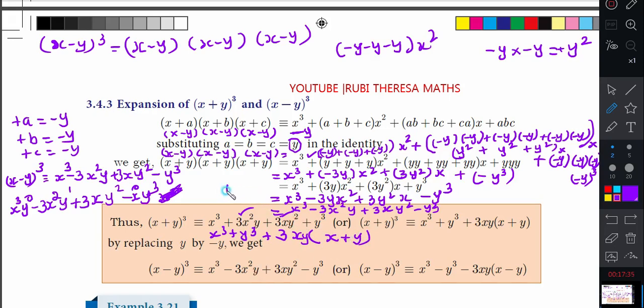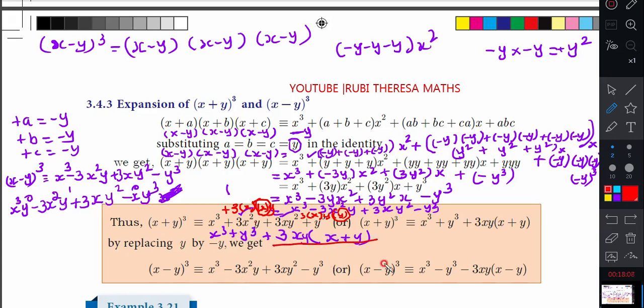Otherwise you expand and see. Here, plus 3 x squared y means what? X into x into y. Here, plus 3 into x into y. Understand? So 3xy you have taken common. What is remaining left out here? X. Here what is left out? Y is left out. Understand? So x cube plus y cube plus 3xy into x plus y. This is a single term. This is a single term.